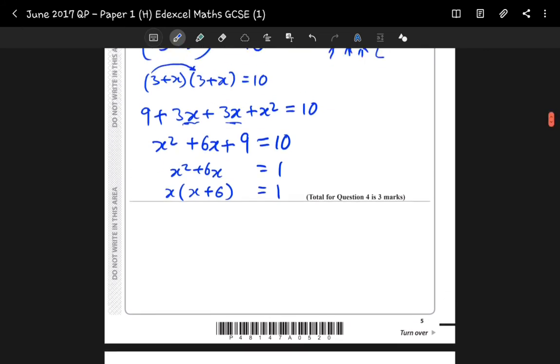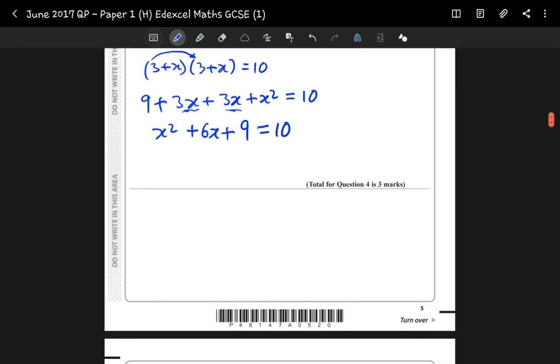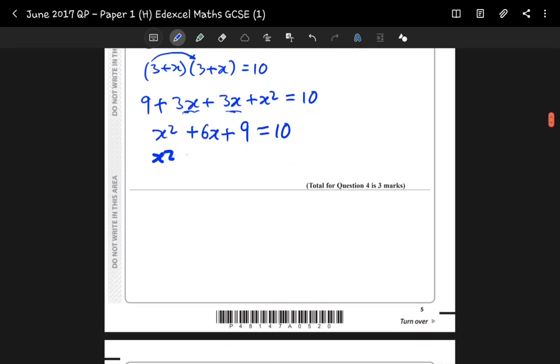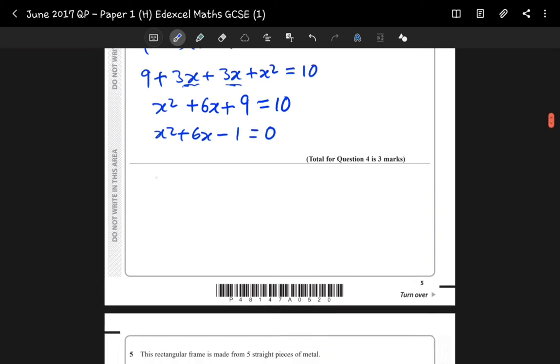Now, what we have here is an instance where I've done something wrong. Okay, so what we actually have to do, my apologies, is we have to get it all equal to 0, obviously, I'm sorry. Oh, that's not the best pen in the world, is it? So we have x squared plus 6x minus 1 equals 0, right? Because that's what we're going to do. We're going to factorise this. Okay, let's just get on with it.